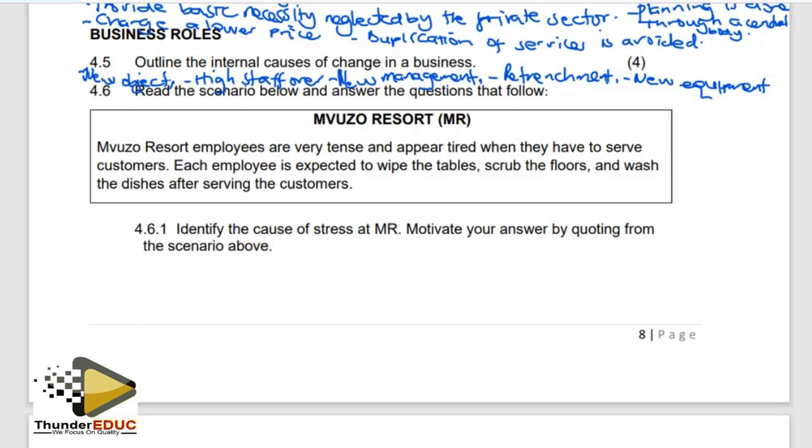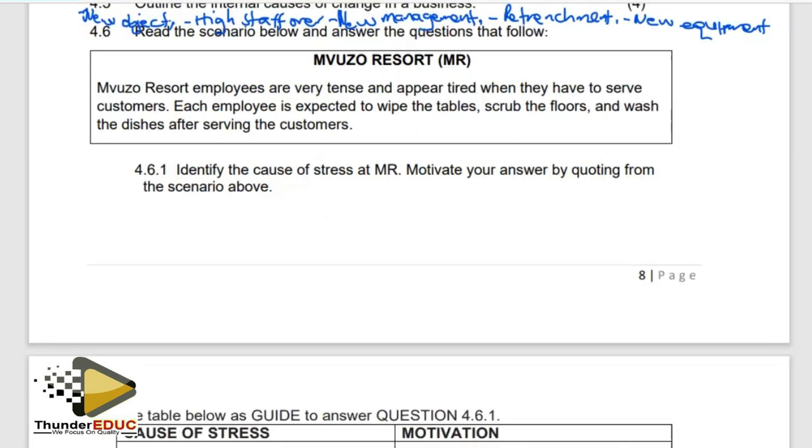Let's look at another part of the question, and it is a scenario. There is Jove Resort. Jove Resort employees are very tense and appear very tired when they have to serve their customers. Wow, these people are tired. Each employee is expected to wipe the table. Imagine, scrub the floor, wash the dishes after serving. This is too much work.